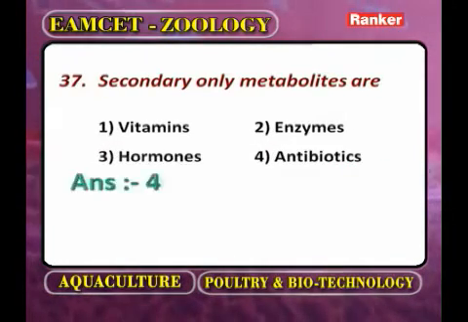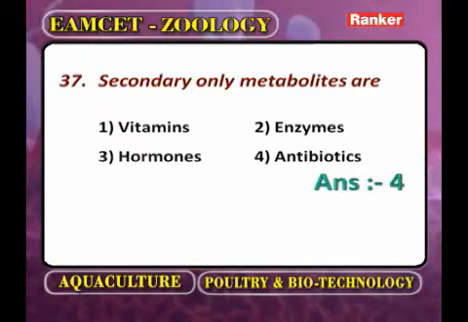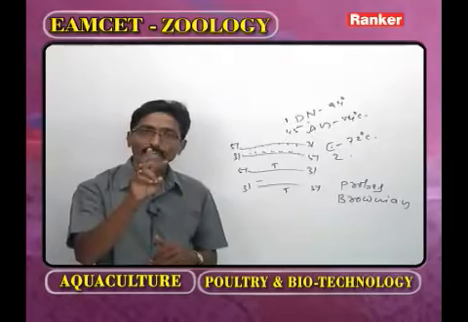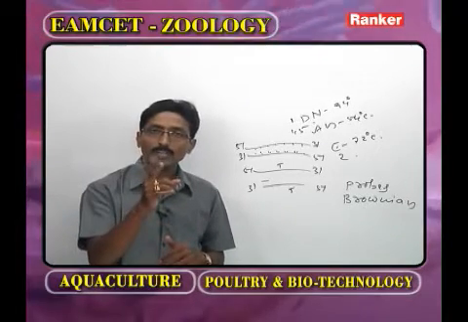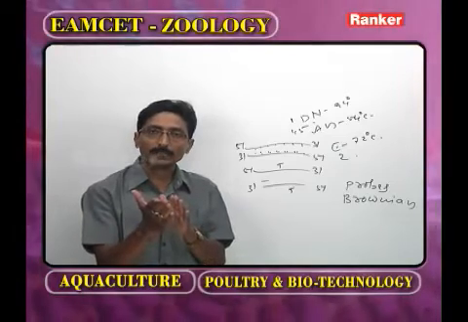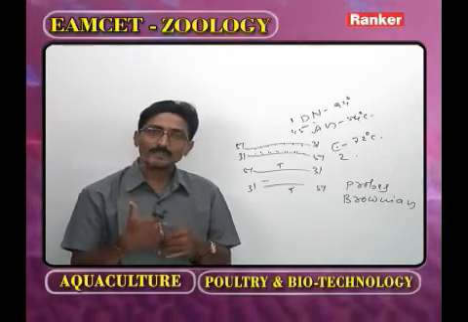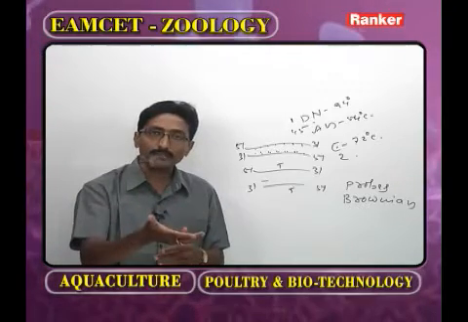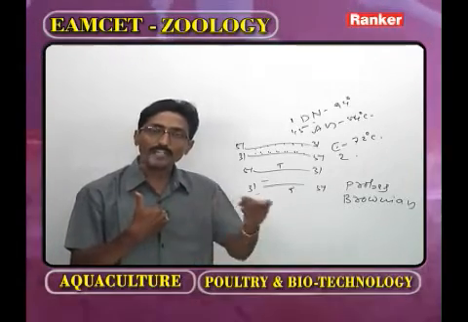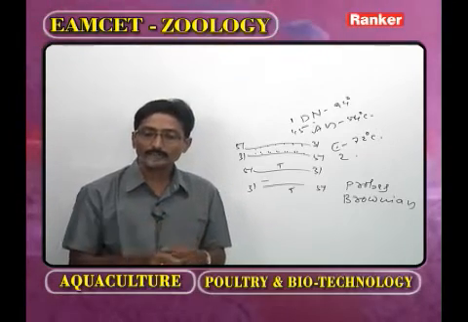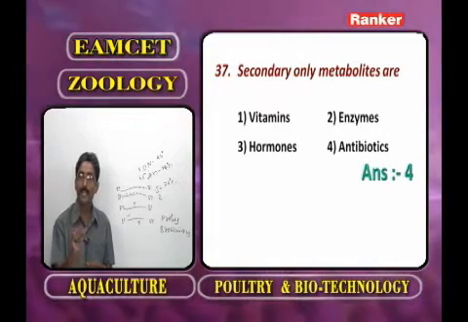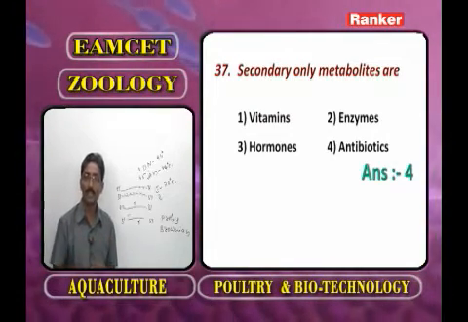The next question. Secondary only metabolites. By using the microorganisms, we are getting two types of products. One we call vitamins. The vitamins are not only used by us, but also used by microorganisms. The second one is antibiotics. Antibiotics are used by us. They are not useful for the microorganisms. So here, the secondary metabolites, that is antibiotics, are used by us but not the microorganisms.